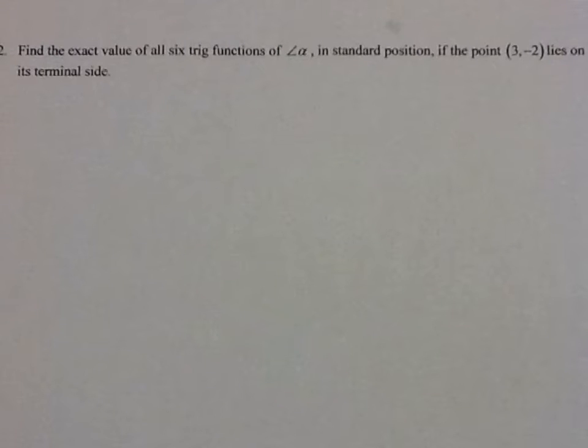Okay, so this says, find the exact value of all 6 trig functions of alpha in standard position if the point 3, negative 2 lies on the terminal side. So we're going to draw a picture. All right, so 3, negative 2, this point here, that would be in quadrant 4.